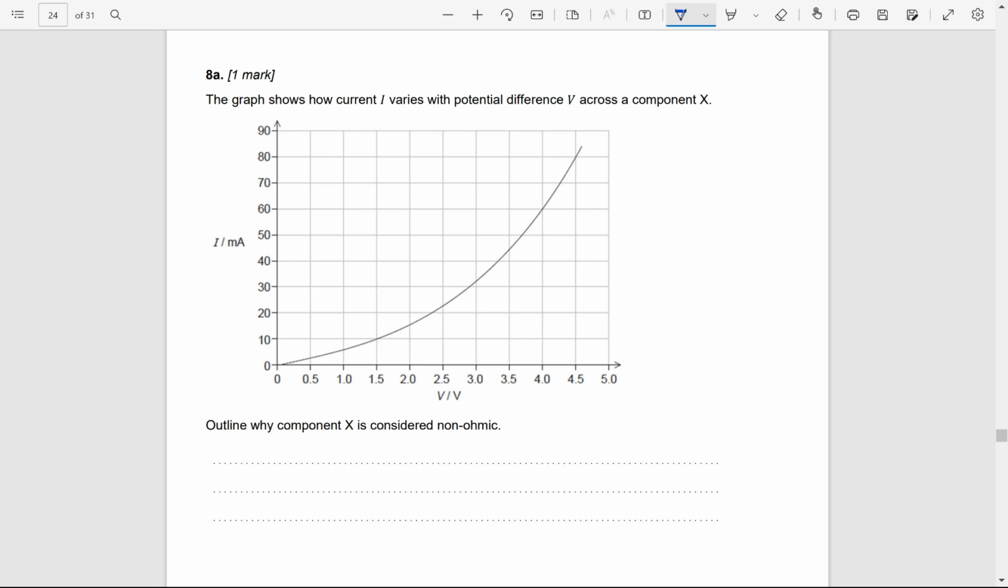8A is asking for us to look at the graph and explain why the component X is non-ohmic. If something is ohmic, what that actually means is we have a constant resistance within the component. So if something is non-ohmic, it means the resistance is changing. And that is the answer for 8A.